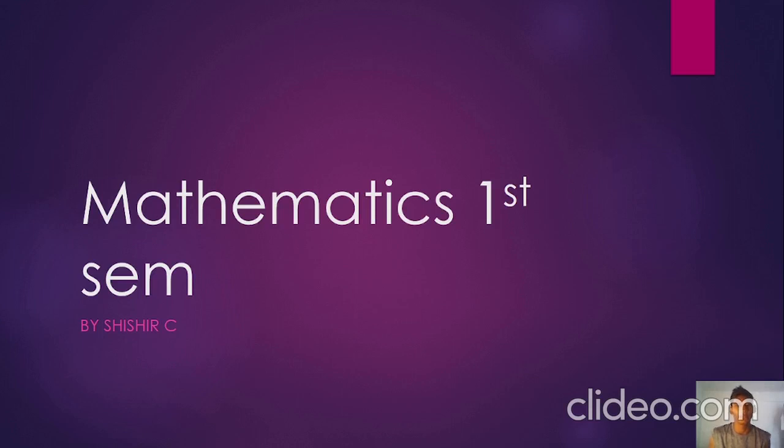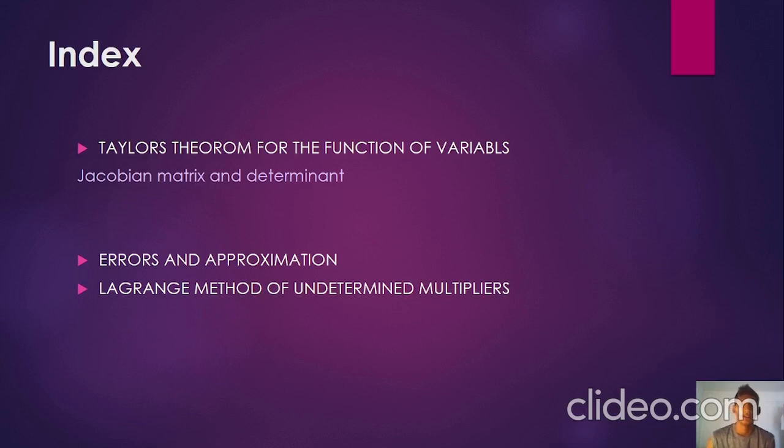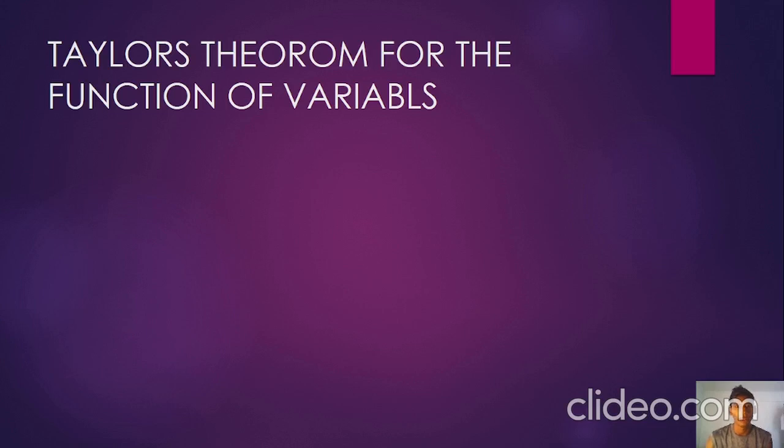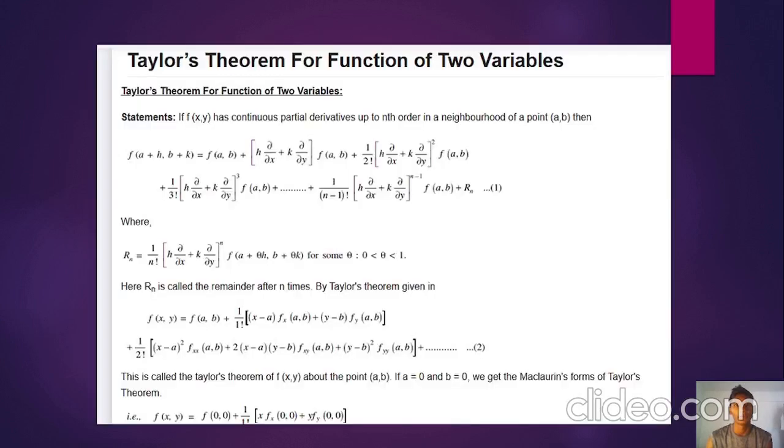Today we are going to study mathematics. Index: Taylor's theorem for functions of two variables, Jacobian matrix and determinants. Next index: error and approximation, Lagrange's method of undetermined multipliers.